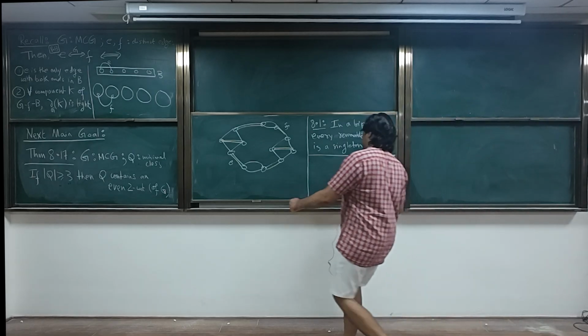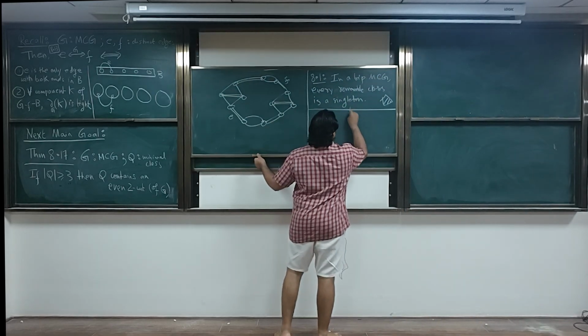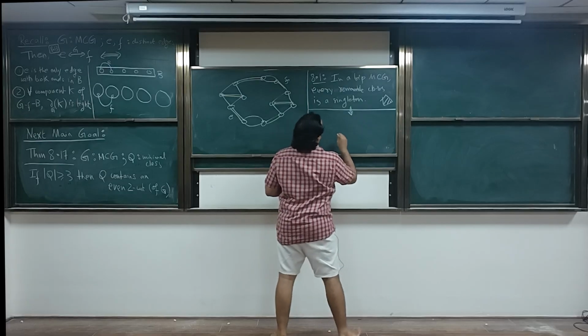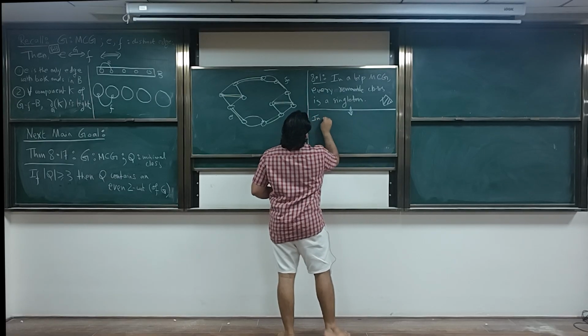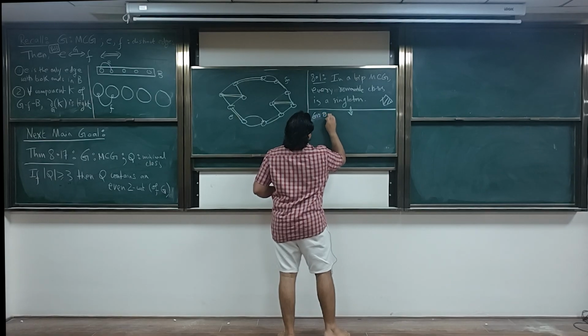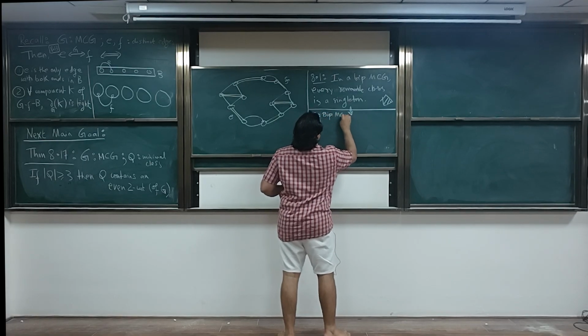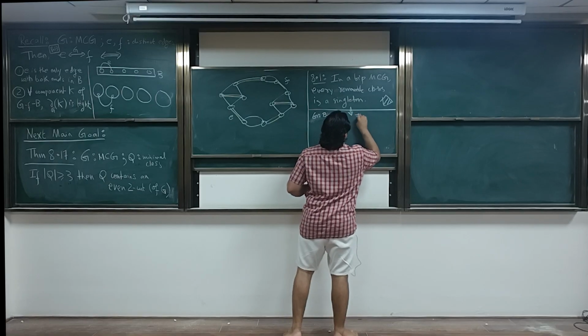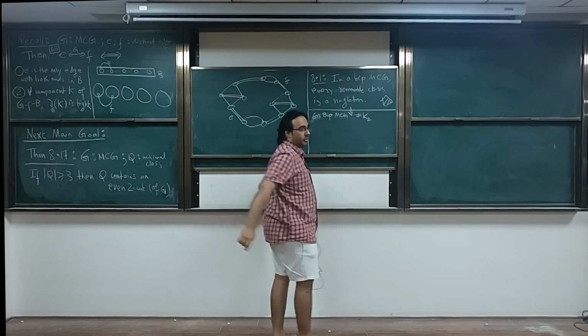A conclusion of this, this is the point I wanted to make, is that in a bipartite matching covered graph, so let's say G is a bipartite matching covered graph, and let me say it is not K2. Okay, let's throw away K2.